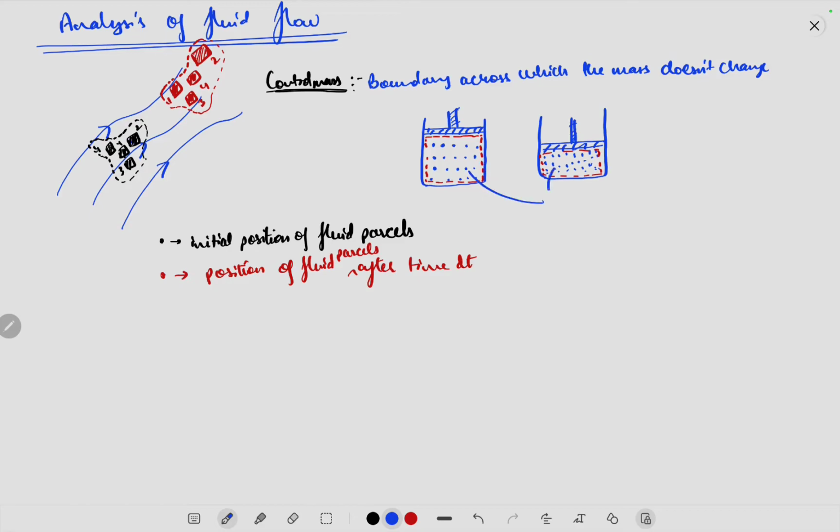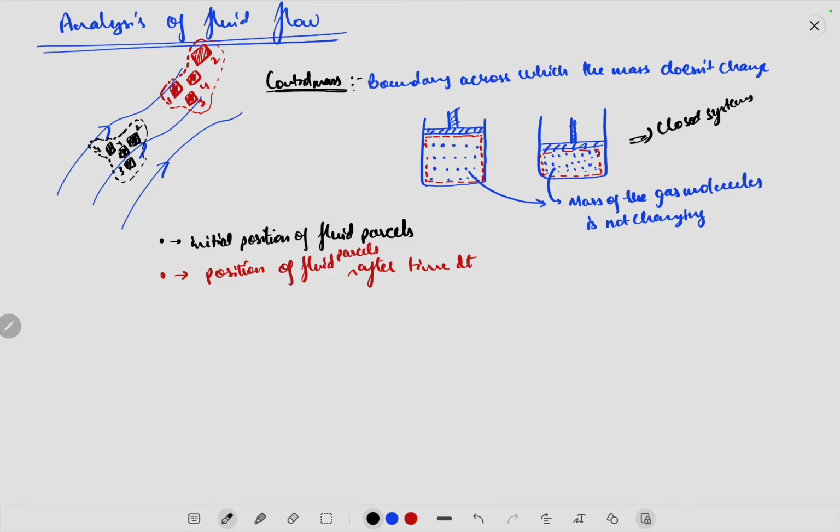So in both these cases the mass of the gas molecules is not changing, right? That's why for such problems this was our control mass. These kinds of systems are also called closed systems.